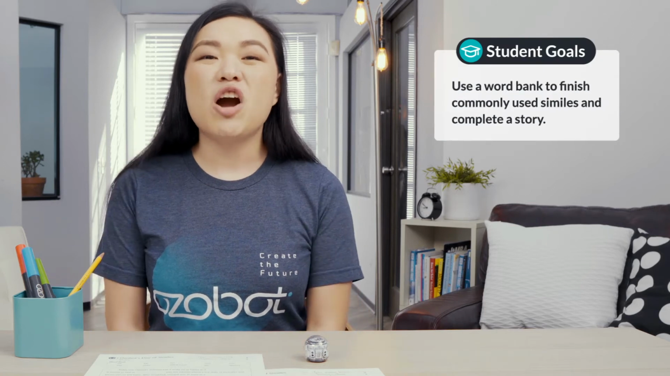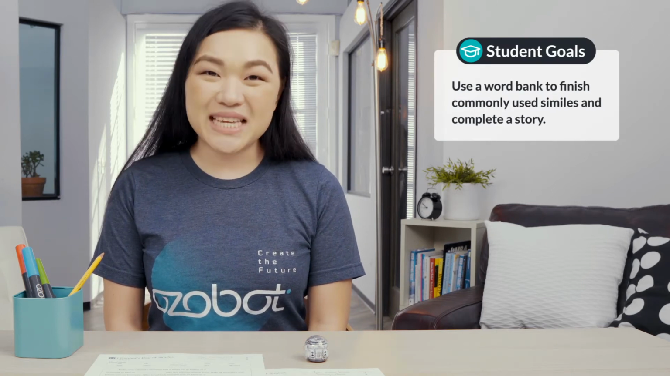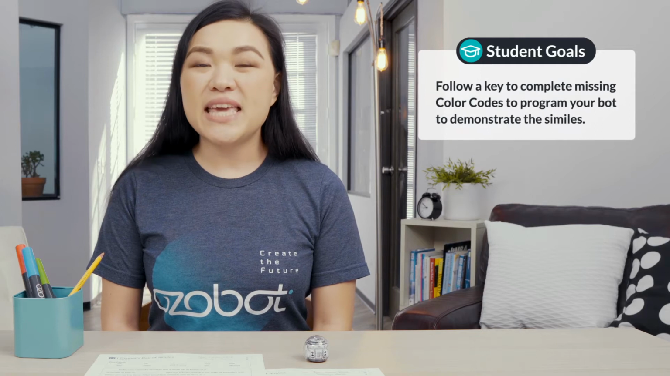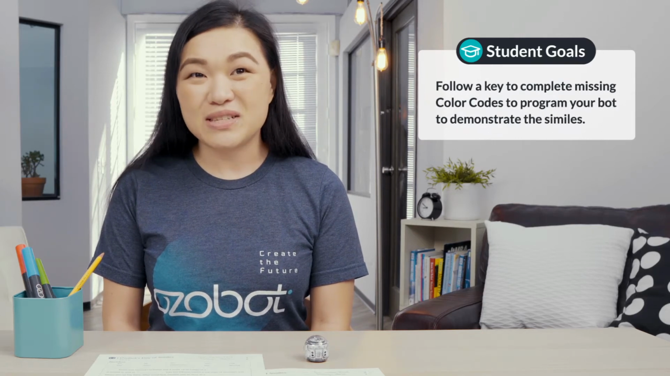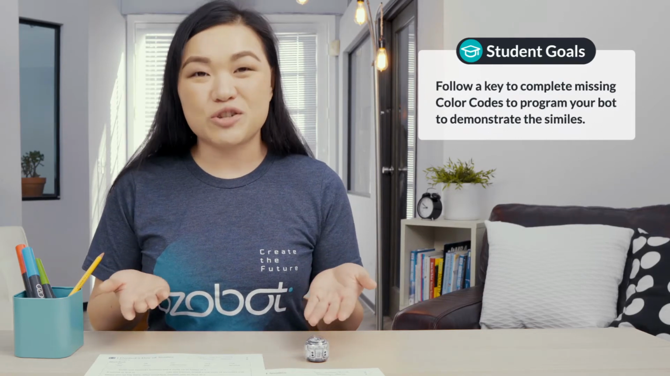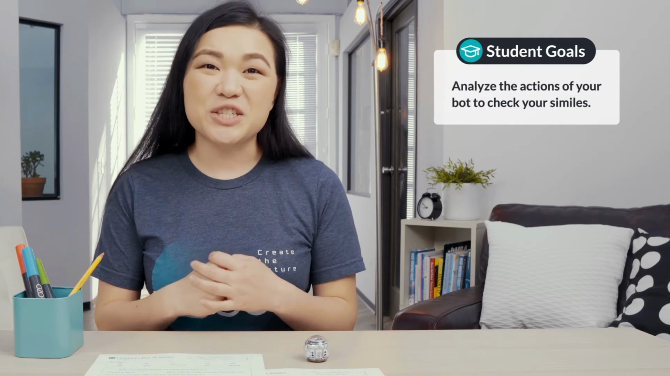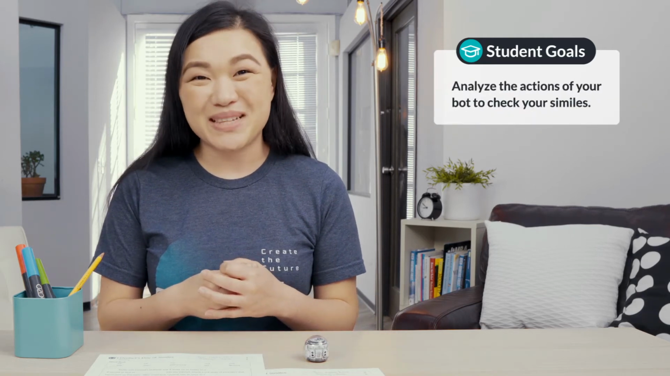In today's lesson, you will use a word bank to finish commonly used similes and complete a story. Follow a key to complete missing color codes to program your bot to demonstrate similes and analyze the actions of your bot to check your similes.